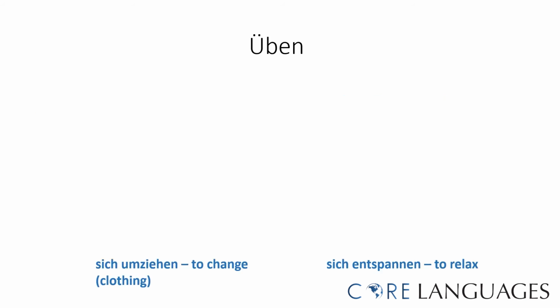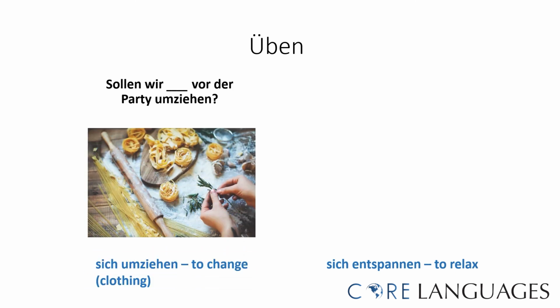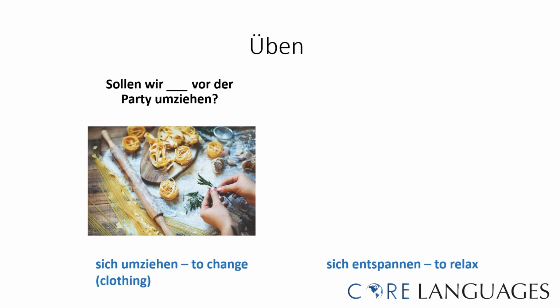Let's practice. Üben wir. Look at the following two sentences and pictures and try to choose the correct reflexive pronoun in the accusative case. The verbs we are using are sich umziehen, to change, as in to change one's clothing, and sich entspannen, to relax. Sollen wir vor der Party umziehen? The subject is wir, so the accusative reflexive pronoun is uns. Sollen wir uns vor der Party umziehen? Should we change before the party?